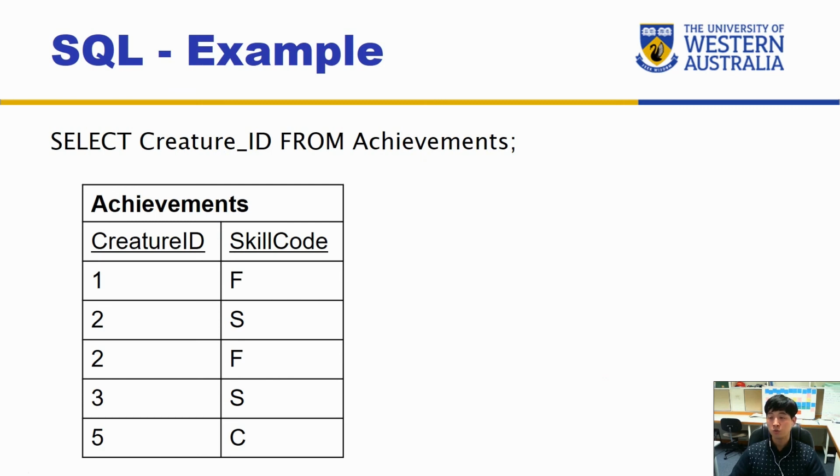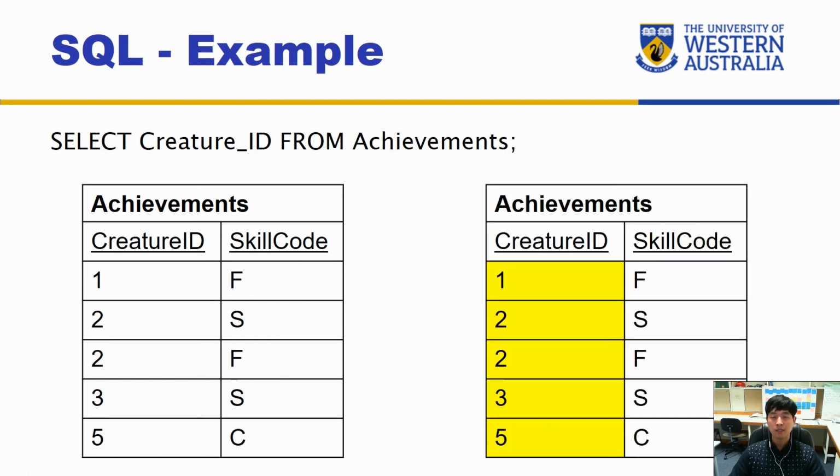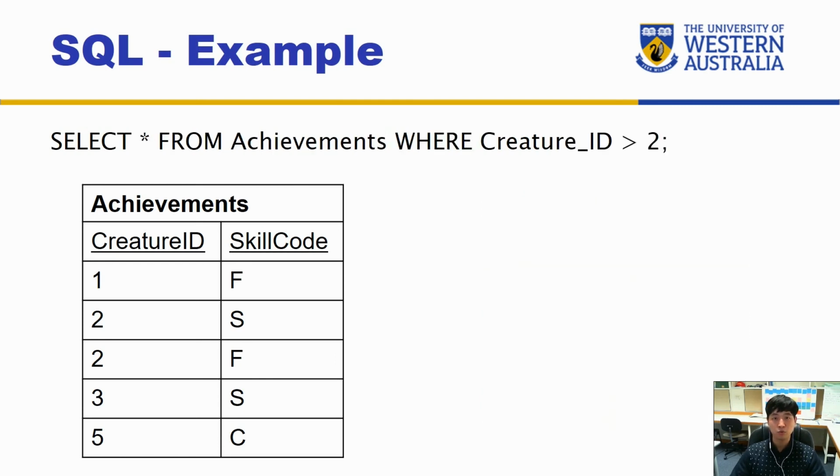What will you get returned from this query? Yep, so what it says is, from the table achievements, what we want to get is the creature ID. Okay, and because I didn't put any filtering in addition to this, we're going to get all of the creature IDs returned. So in this instance, just 1, 2, 2, 3, 5. So here you see the repeated number 2. That means this is not a unique identifier. Typically, you will want to have a unique identifier, which can be mapped to other tables.